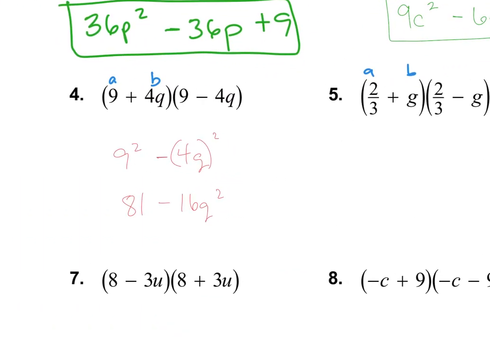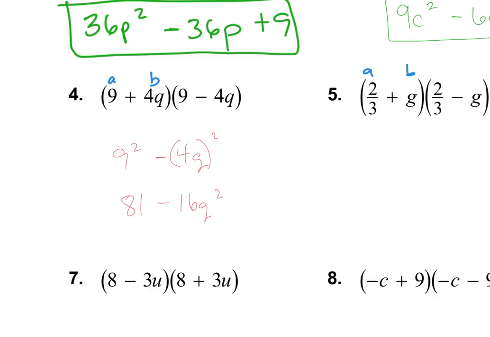And the one thing I guess that you should know is that I don't care if this is positive or negative, it's just going to be that b, right? A plus b, a minus b. That doesn't really tell you about the sign of this term, right? So that's why I did 4q inside the parentheses squared and the negative outside, yeah.